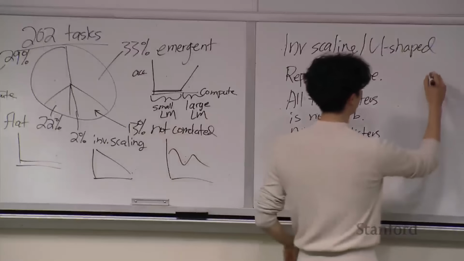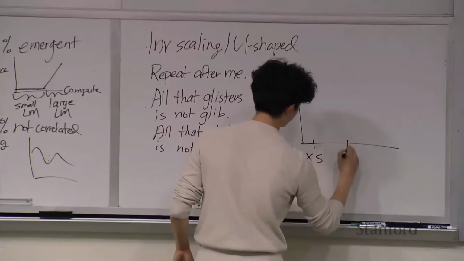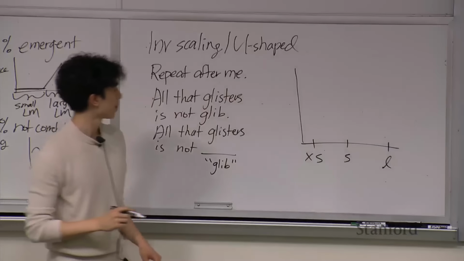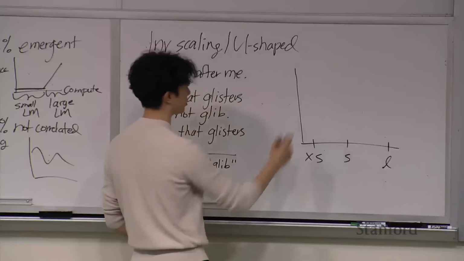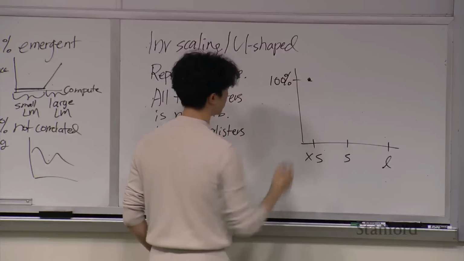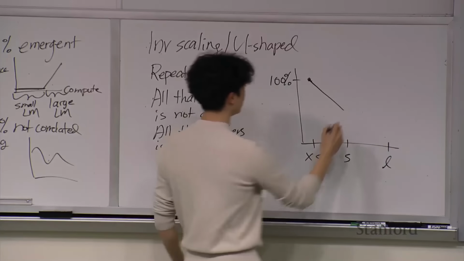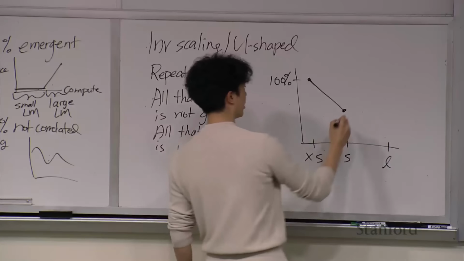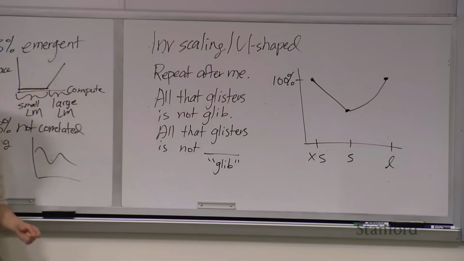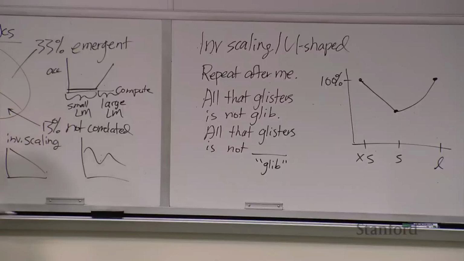And what you see is, let's say you have an extra small language model, a small language model, and a large language model. The performance for the extra small language model will be, say, here's 100%. The small language model is actually worse at this task, so something here. And then the large language model again learns to do this task. So how do we explain a behavior like this for a prompt like this?